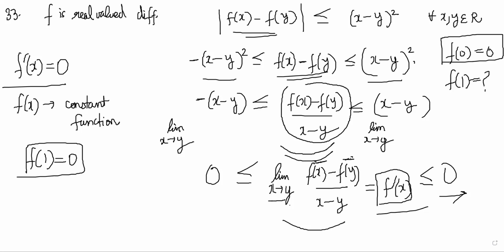35. 35, you have to find, okay. 35 is again some piecewise defined function and GIF and all is there. f x is 1 minus mod x by 1 plus x when x is not equal to minus 1, and when x is equal to minus 1, it is equal to 1.